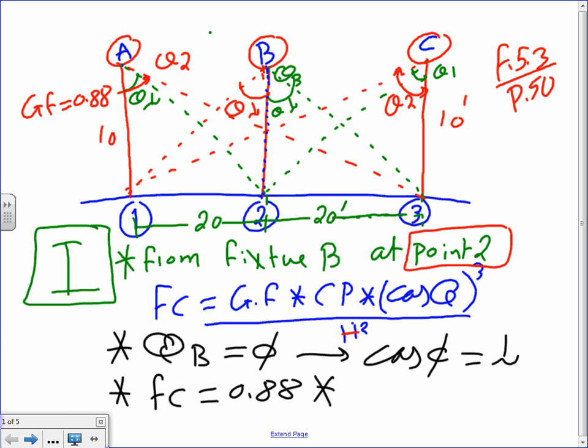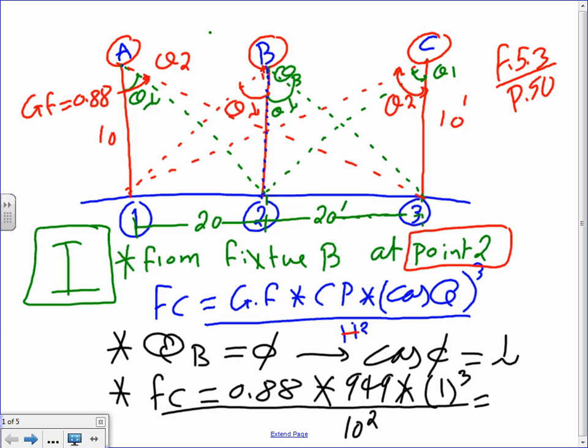Where's the book? Go to this page. Candela power at 0, page 50, will get you 949. That's the candela power at the angle 0, multiplied by 1 raised to the power 3. Everything here is divided by the height, which is 10 raised to the power 2. If you did your math right, you should come up with 8.4 foot candle. Done.